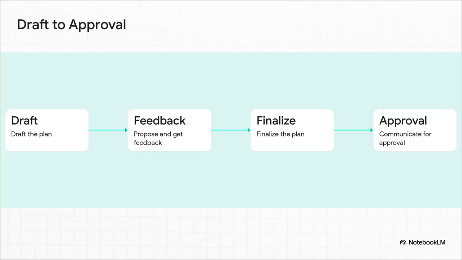So, here is where we transform all that research into an actual mandate. Step 5, you draft the plan based on everything you just learned. Step 6, you propose it to get crucial feedback from senior management and the board. Step 7, you finalize the plan. And finally, Step 8, you communicate it for formal board approval.